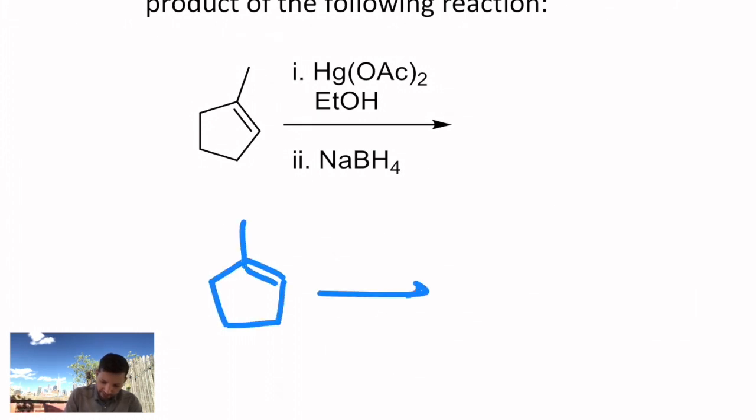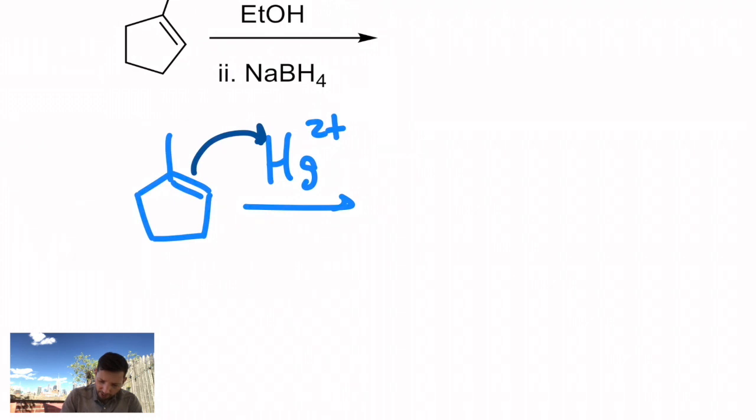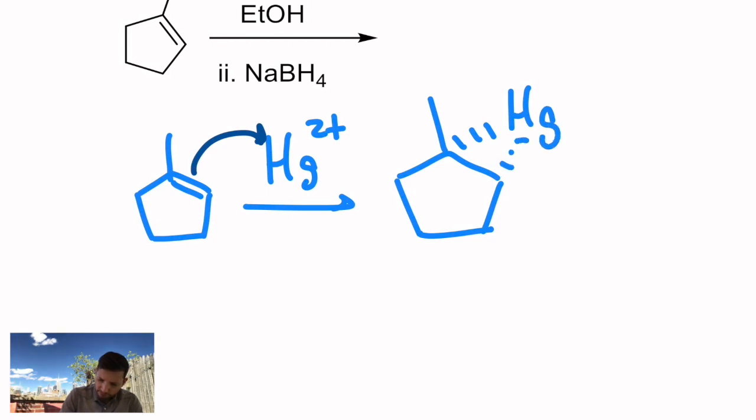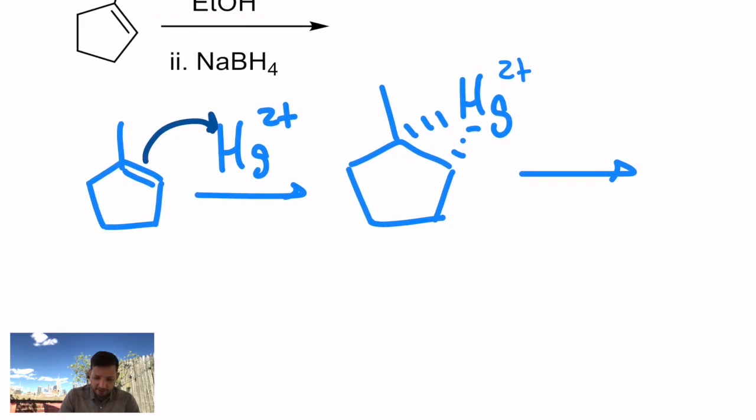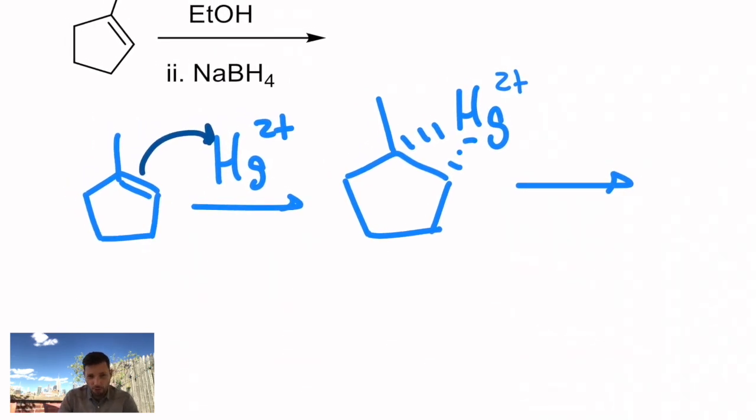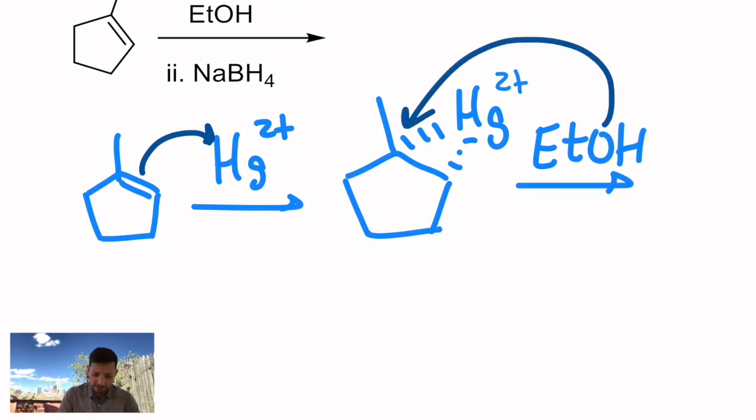mercuric acetate is just the mercury 2 ion. The pi bond attacks the mercury. We get our mercurium. So far, nothing different. Now at this point, if I look at what I did up above, water attacked the more substituted carbon. I don't have water, I have ethanol. Okay, ethanol is just organic chemistry's version of water. So draw an arrow from the oxygen and ethanol to the more substituted carbon.